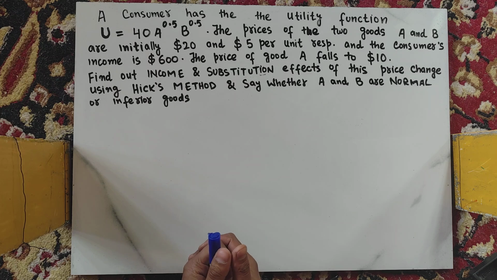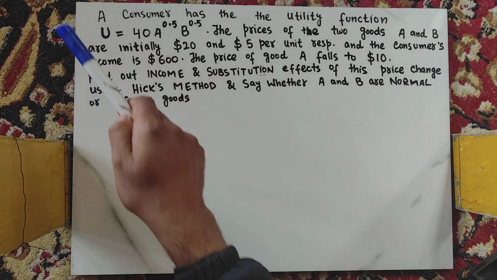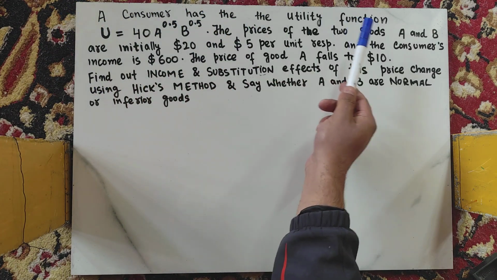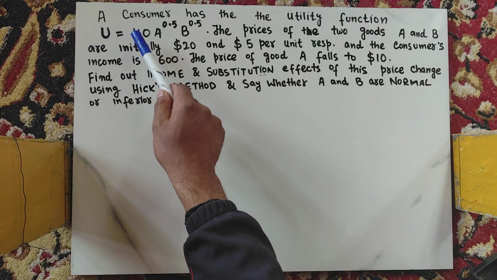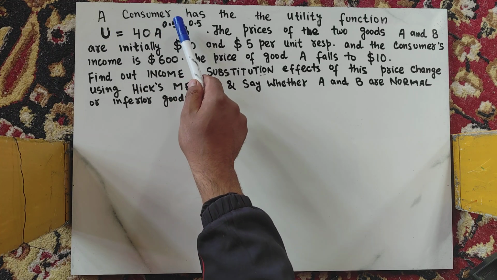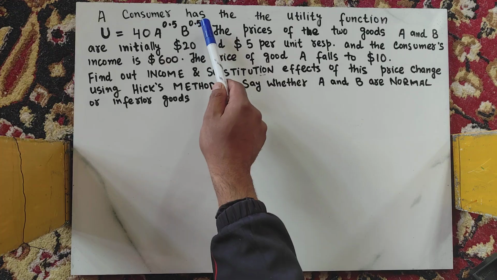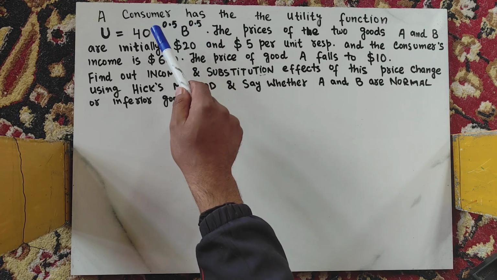In this video we will learn how to decompose the price effect into income and substitution effect using the Hicksian method. The question is: a consumer has the utility function U = 40 A^0.5 × B^0.5. A and B are the two goods consumed by the consumer.